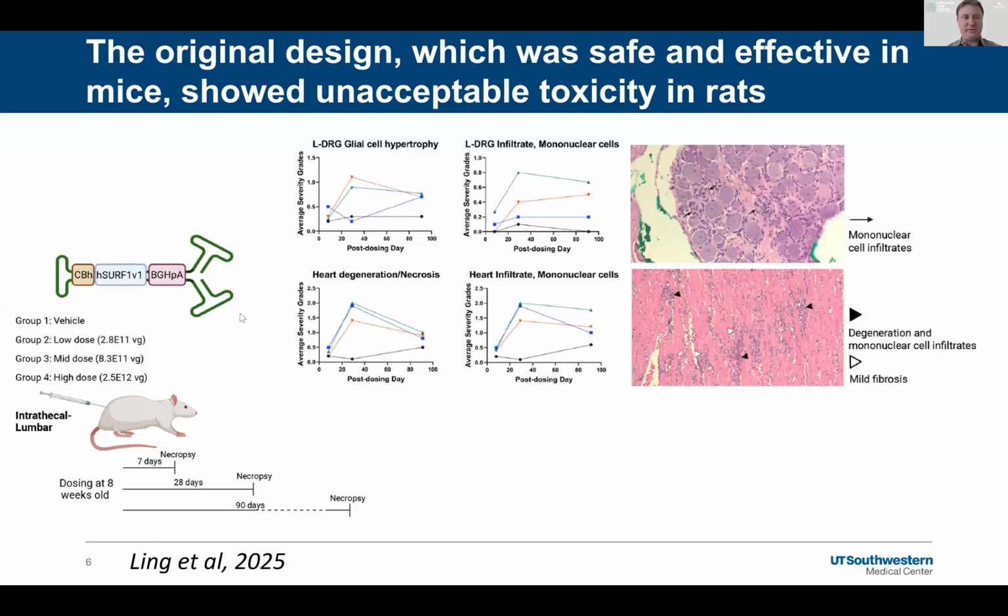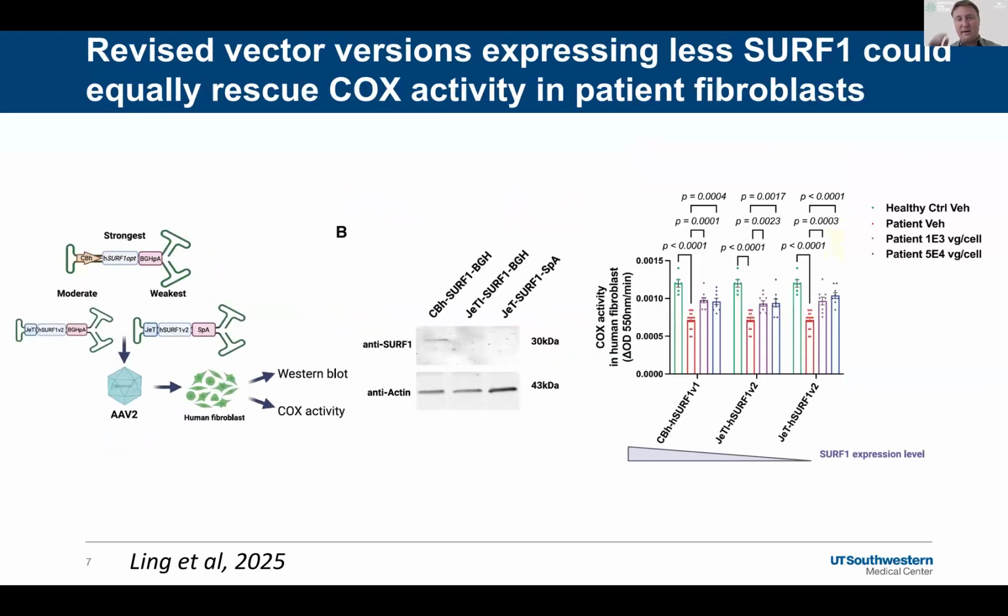This original vector design was a self-complementary AAV genome. It used the chicken beta-actin hybrid promoter, which is a relatively strong promoter. And so we were basically at this crossroads where we decided we did not want to do anything to take this vector forward, we had to go back and redesign the vector.